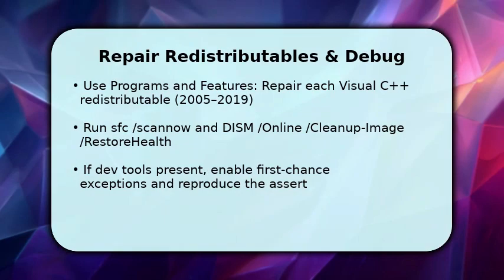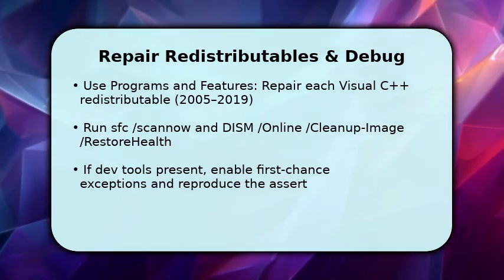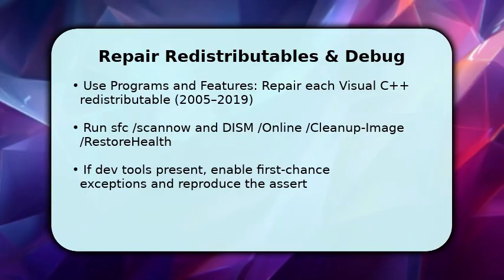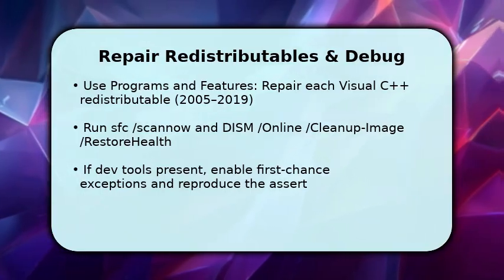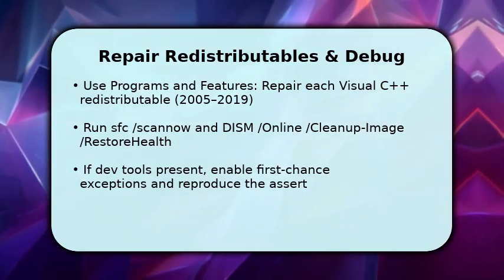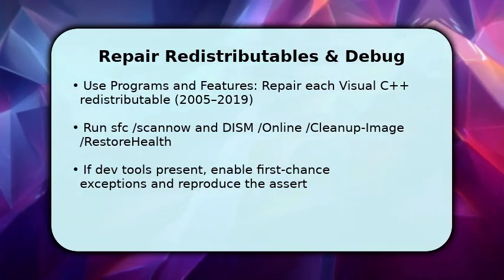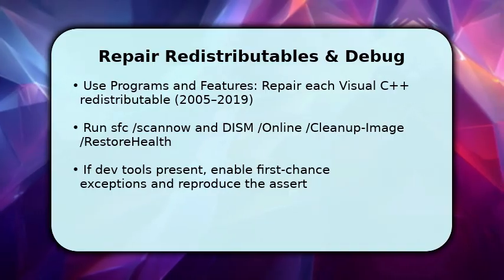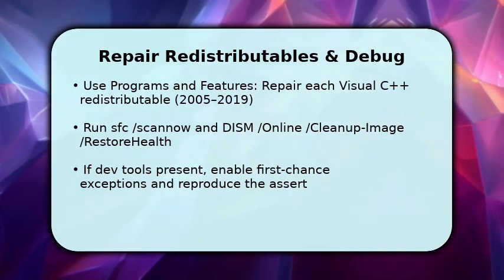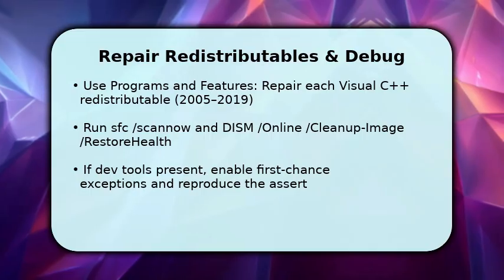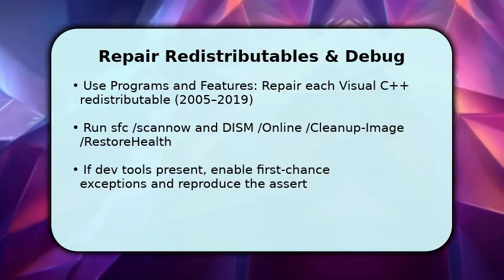You now repair the libraries most commonly at fault. Go to Programs and Features and repair every Visual C++ redistributable you find, prioritizing matching bitness, x86 versus x64. Next, run system integrity checks, sfc /scannow, followed by DISM /RestoreHealth, to heal corrupted system files that lead to runtime failures.